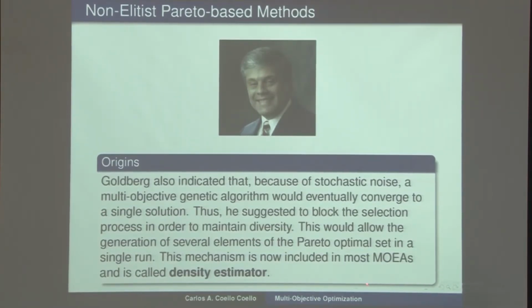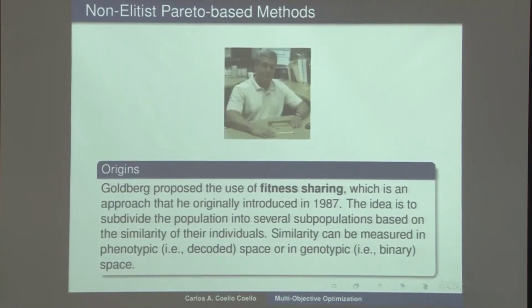This second component is a part of every modern multi-objective evolutionary algorithm, and we gave it again a fancy name. It's called the density estimator. The density estimator is this mechanism that avoids that all the solutions get equal. It allows the generation of different elements of the Pareto optimal set in a single run. And of course, there are many ways of doing this. Goldberg proposed his algorithm, fitness sharing, which was introduced in 1987. We will get to the details in one of the practical sessions.